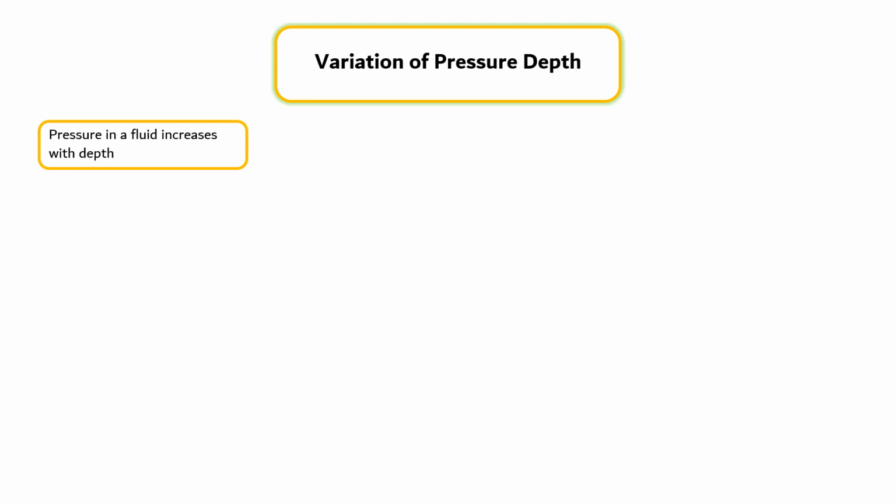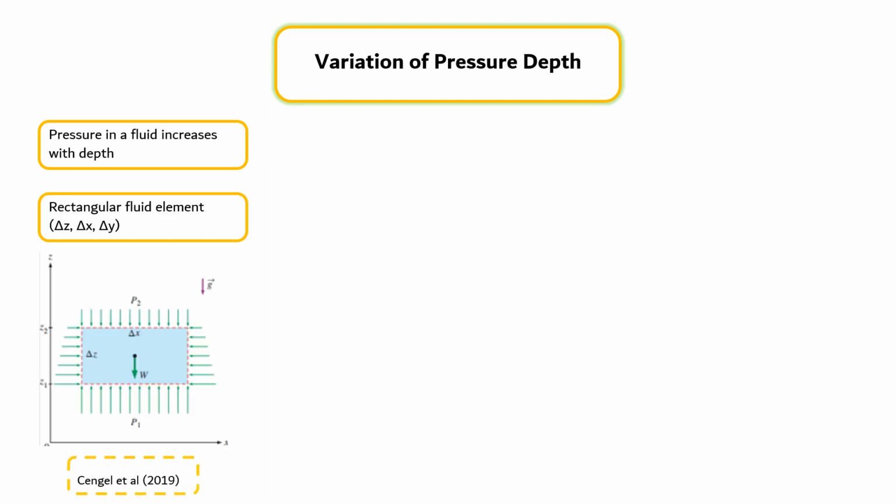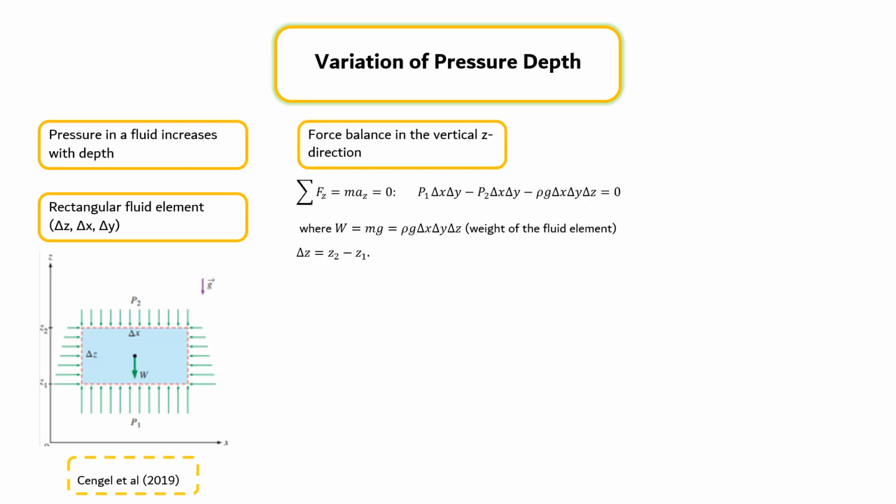To obtain a relation for the variation of pressure with depth, consider a rectangular fluid element in equilibrium, as shown in the figure. Assuming the density of the fluid to be constant, a force balance in the vertical z direction can be expressed as below. Dividing by delta x and delta y and rearranging the equation yields equation 12. Thus, we conclude that the pressure difference between 2 points in a constant density fluid is proportional to the vertical distance delta z between the points and the density of the fluid.